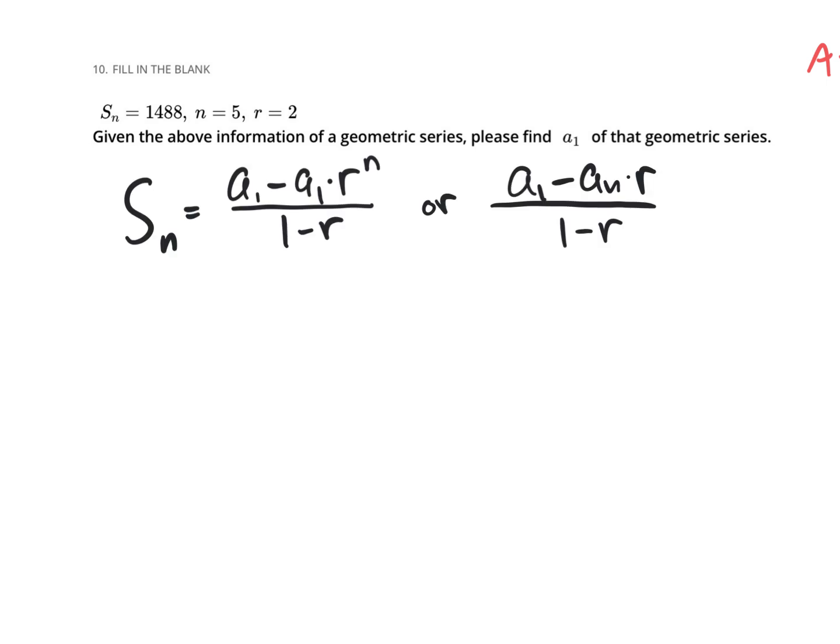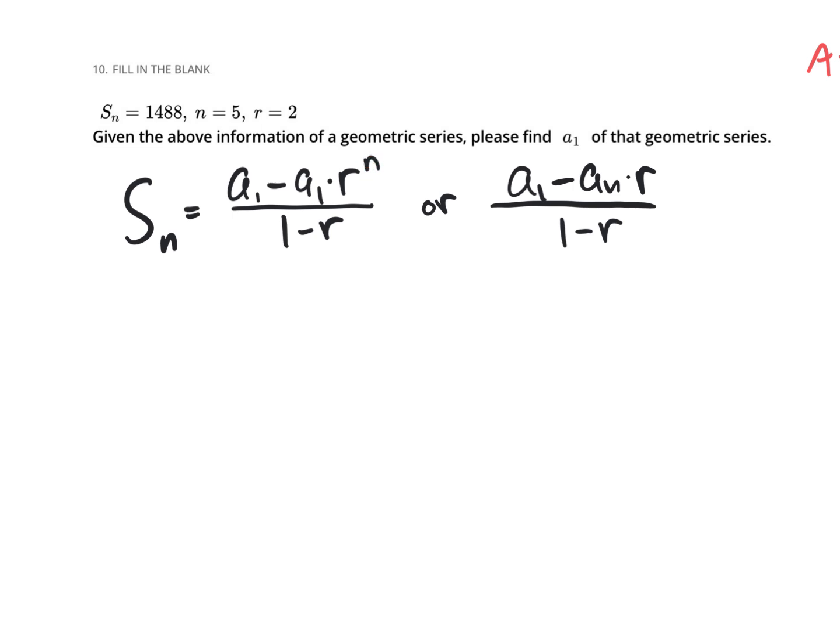So those are our 2 formulas. And which one could we plug in all 3 bits of information? Well, the S of n, we already know the answer is 1,488. So you would put equals 1,488 or equals 1,488. So you could use both of them so far. Then you have your n, which is the number of numbers. There's only 5 numbers. So you could plug in the 5 right there.